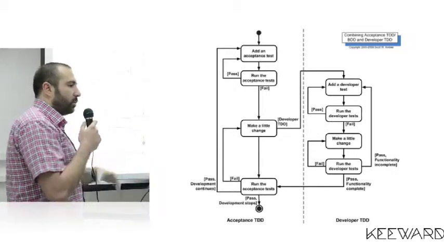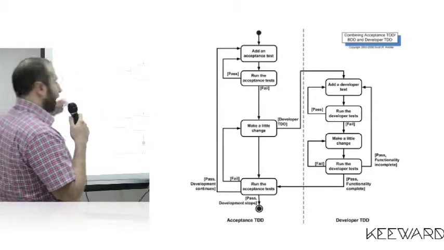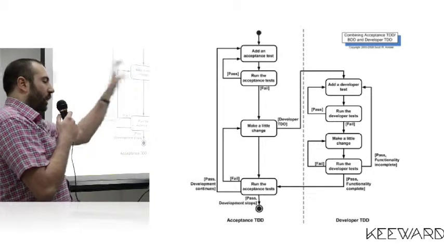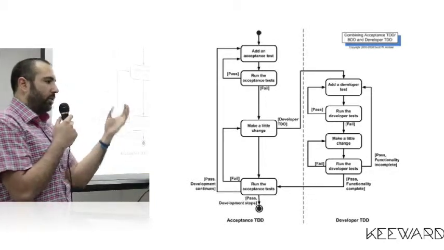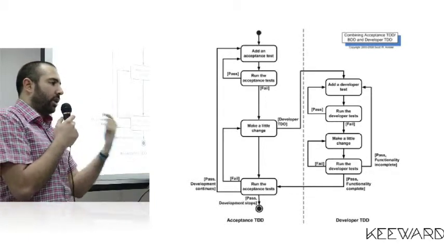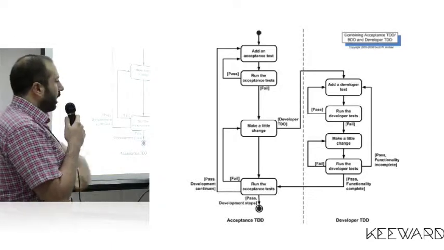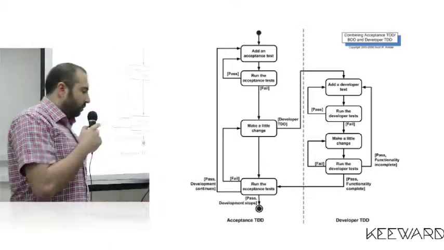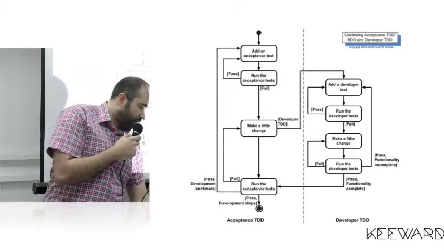So what does this mean? It means BDD is a superset of TDD, at least in my opinion. In BDD, you're getting the behavior, you're writing the acceptance test that tests that behavior, then going in details, running the unit test, and then going in the loop and going back and forth, right? So this is a quick introduction.